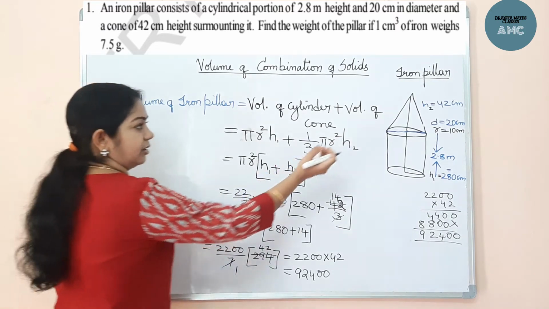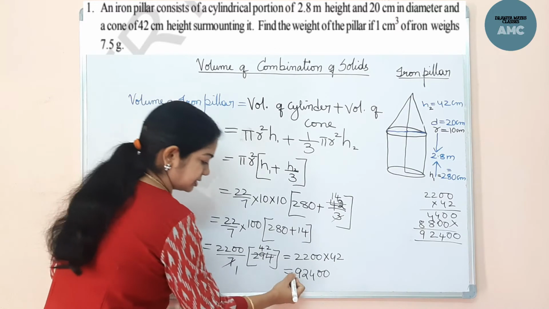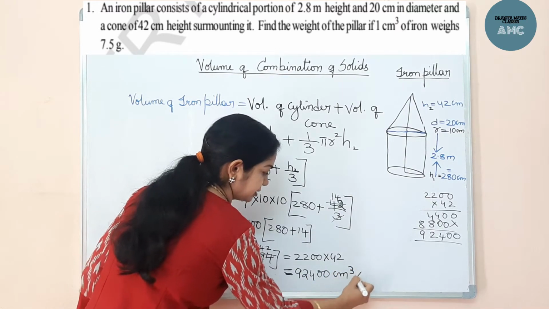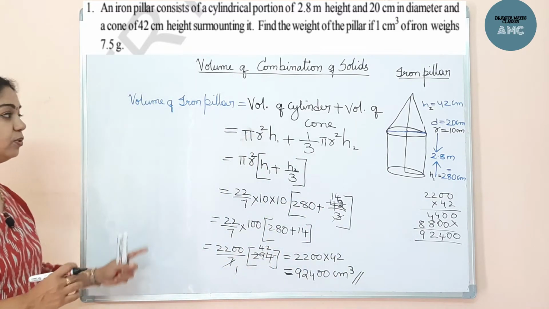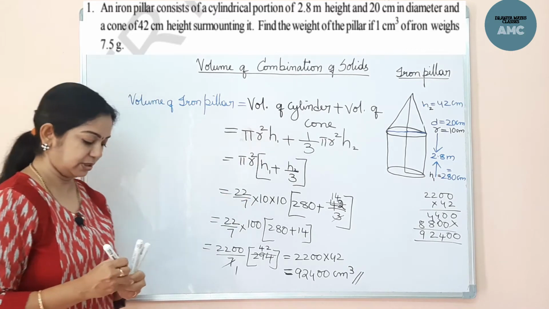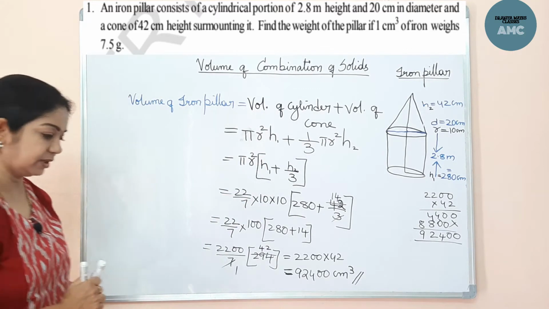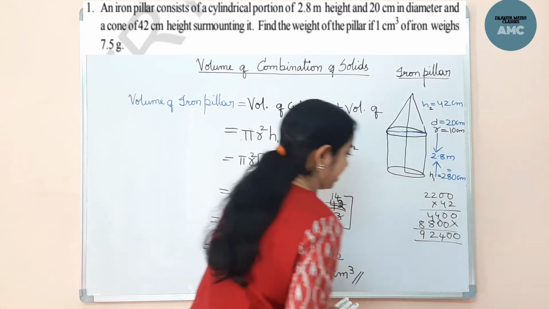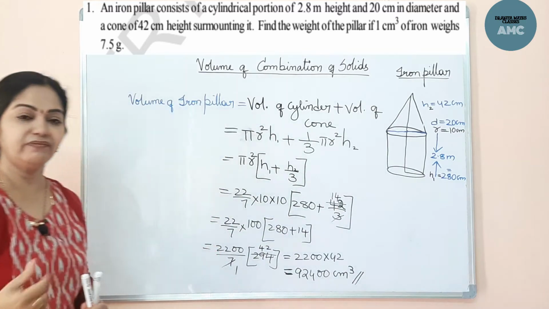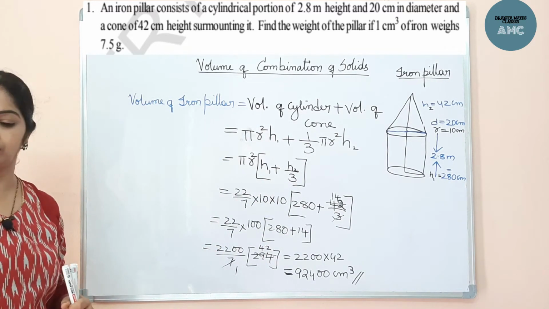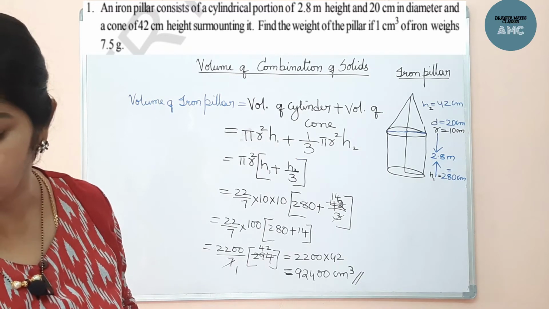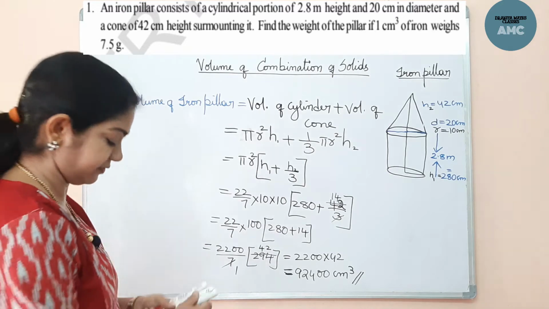And all the terms are in centimeter, so this is in centimeter cube. This is the volume of the total iron pillar, the combination of cylinder and the cone. Now I will erase this rough part so that I can find the weight. Given the weight of one, we have to find the weight of the iron. So for 1 centimeter cube, iron weighs 7.5 grams.